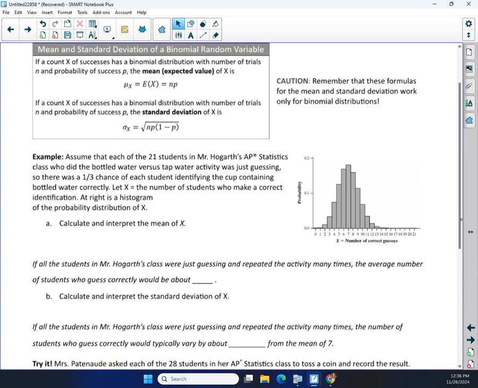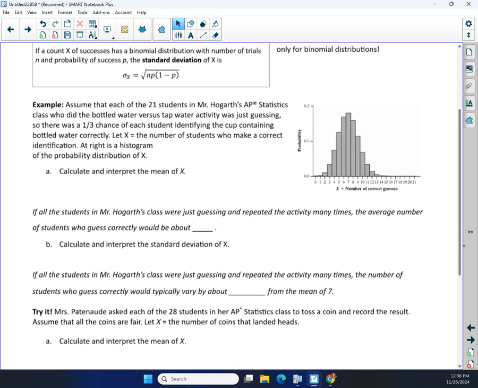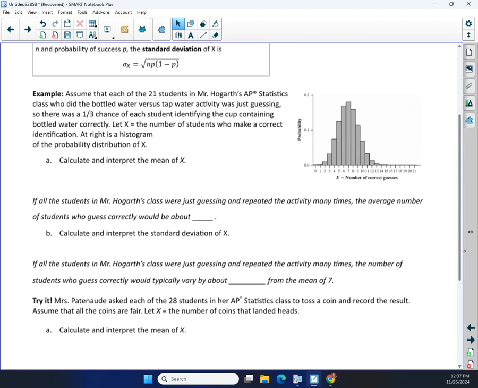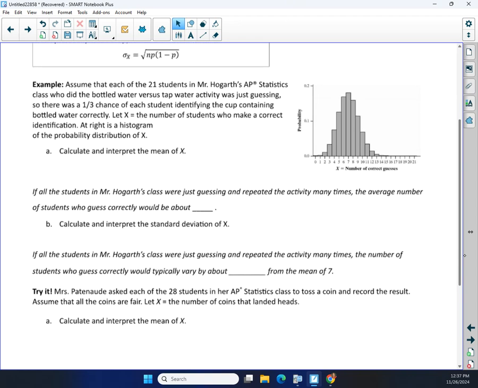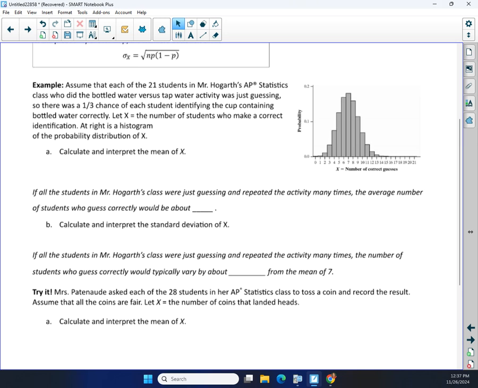So we have the example. Assume that each of the 21 students in the AP class who did the bottle flip versus tap water activity was just guessing. So there's a 1/3 chance of each student identifying the cup containing bottled water correctly. X is the number of students who make the correct identification. So we have the histogram right. Main idea is that you know that it's normally distributed. That's kind of important sometimes when we're doing this.